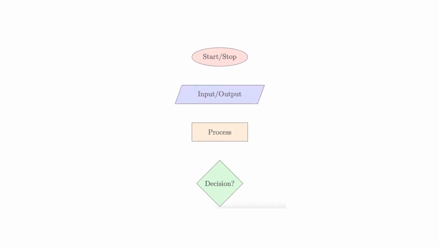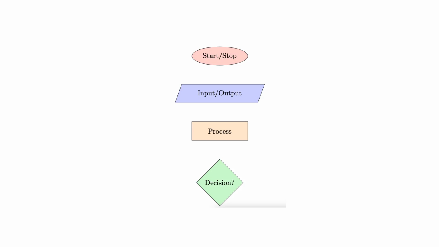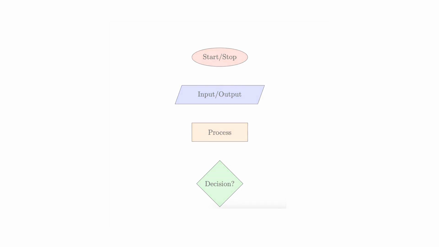Every flowchart symbol has a special job. Ovals mark the start and end of your program. Parallelograms handle input and output, getting information from users or showing results. Rectangles do the work, calculations and actions. Diamonds ask questions with yes or no answers, just like if statements in Scratch.